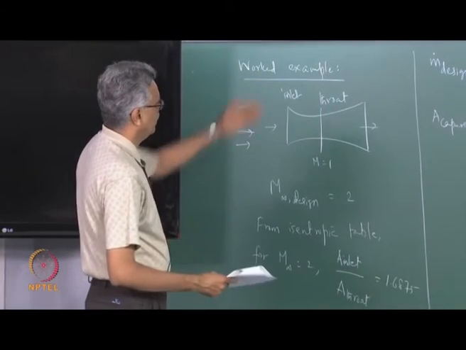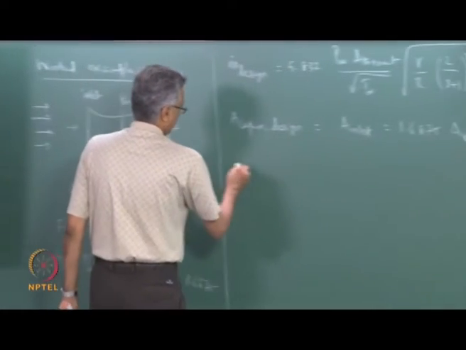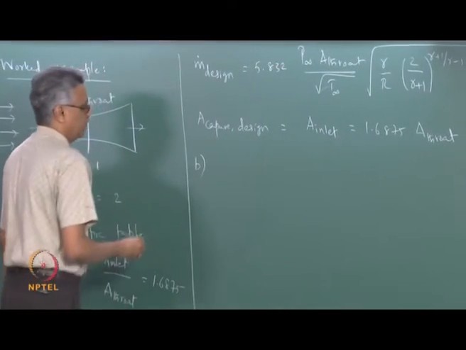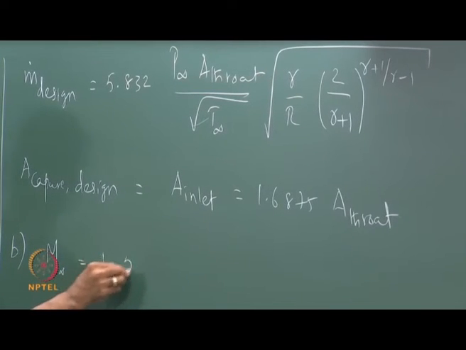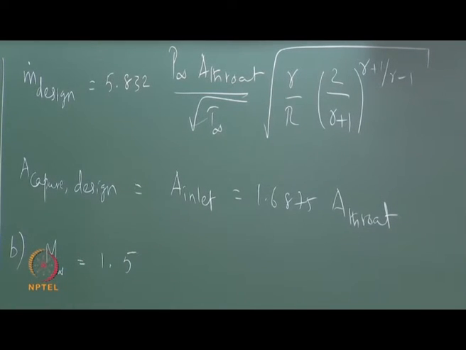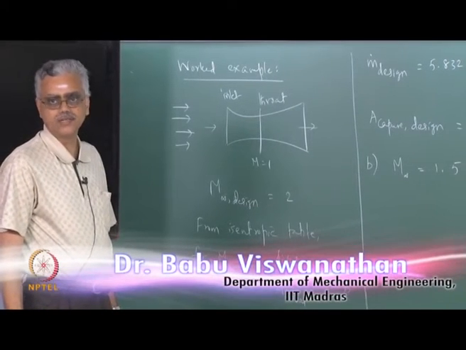Now, we are going to calculate the same quantities for an off design Mach number. So, this is the next part. The off design Mach number here we take to be 1.5. How do these quantities change when the Mach number is reduced to 1.5? This means that the intake is actually trying to swallow less mass than at design operating condition.